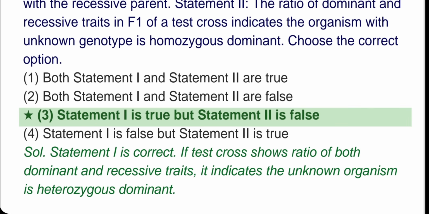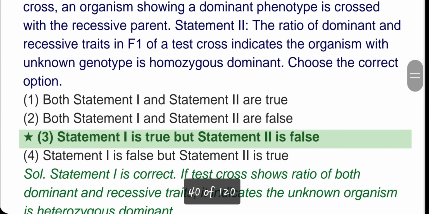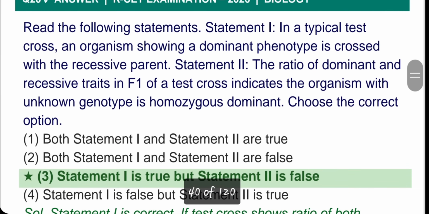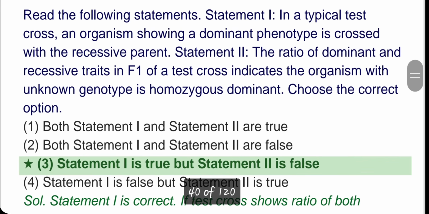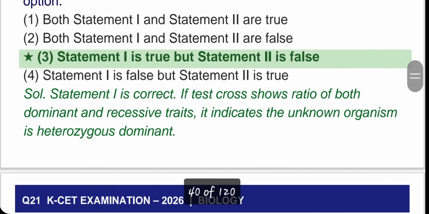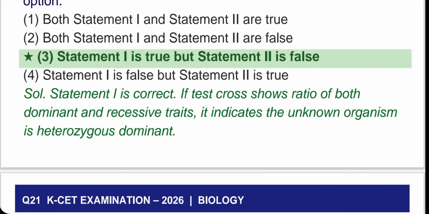If a test cross shows a ratio of both dominant and recessive traits, it indicates the unknown organism is heterozygous dominant. So statement 1 is correct, wherein we said that in a typical test cross, an organism showing a dominant phenotype is crossed with the recessive parent.